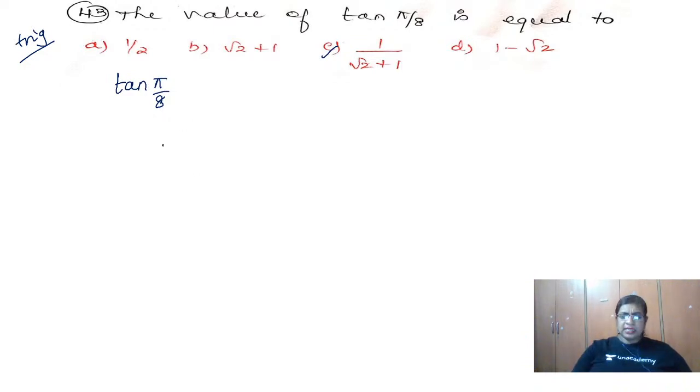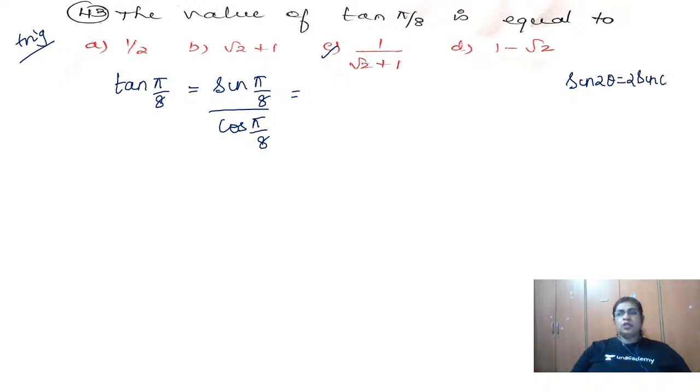How can you write tan? Can you write tan as sine by cos? Yes, so I'm going to teach you the easy method. The shortcut method is tan I can write as sine by cos. So sine pi by 8 by cos pi by 8. Now we know the formula here. We know the sine 2 theta formula. What is sine 2 theta? It is 2 sine theta into cos theta, correct? And then we also know 2 cos square theta is 1 plus cos 2 theta. I require these two formulas.